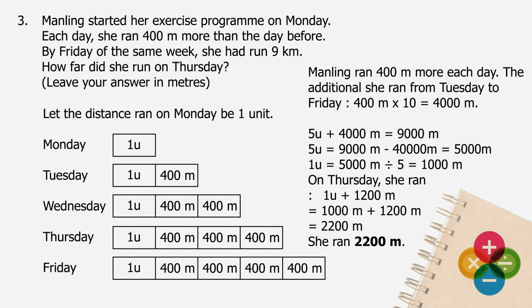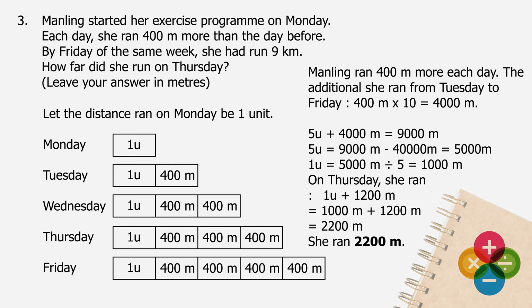Let the distance ran on Monday be 1 unit. Manling ran 400 meters more each day. The additional distance that she ran from Tuesday to Friday will be, multiply 400 meters by 10, and the product is 4,000 meters. The total distance Manling ran will be 5 units plus 4,000 meters, and the sum is 9,000 meters. 5 units will be, subtract 4,000 meters from 9,000 meters, and the difference is 5,000 meters. 1 unit will be, divide 5,000 meters by 5, and the quotient is 1,000 meters.